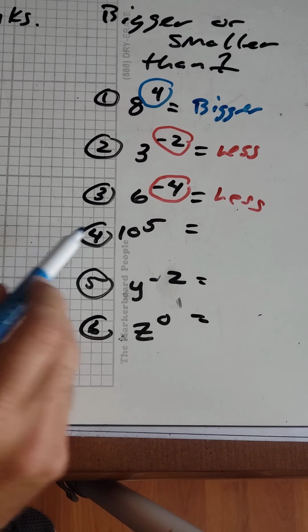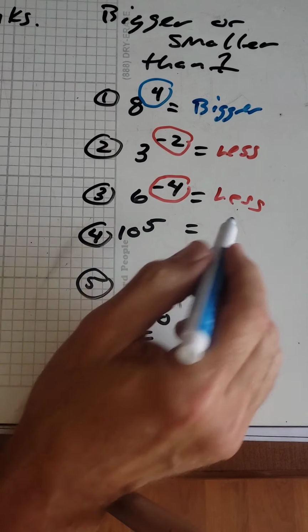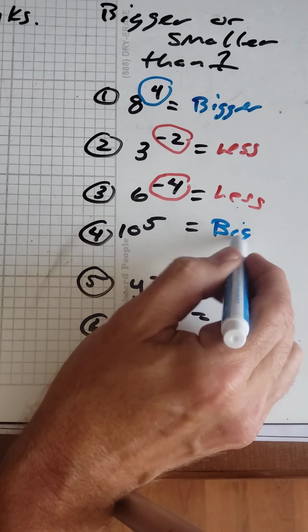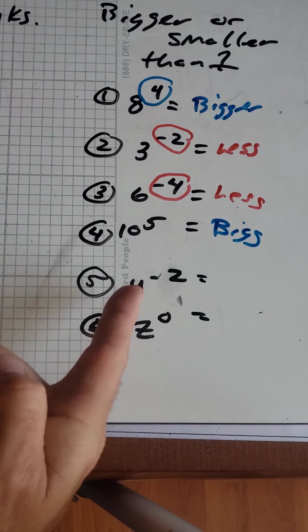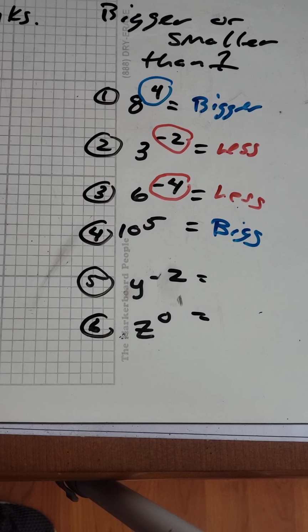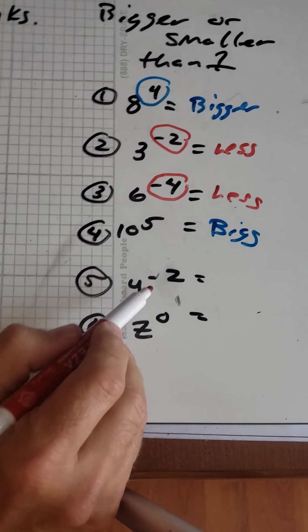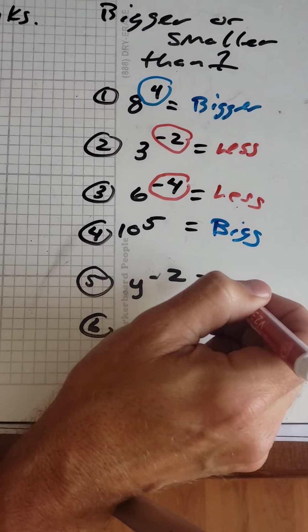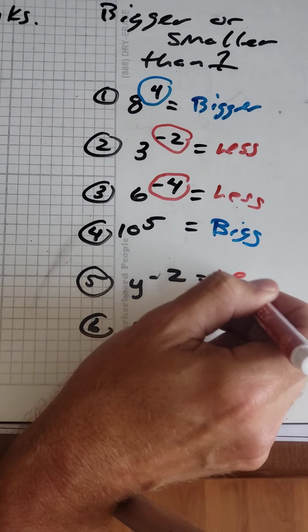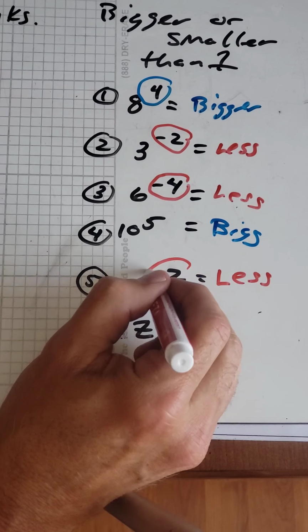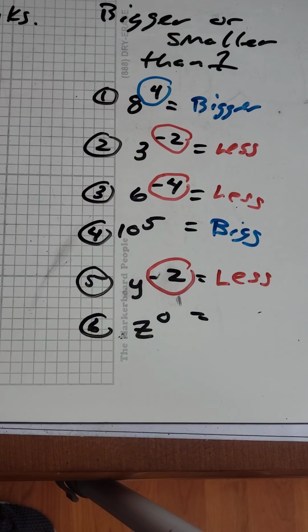This one here is going to be bigger than 1 because that's 10 to the 5th. So this is going to be bigger than 1. All right. This one is really tricky because we don't know what the number is. So the only thing I can be looking at is the exponent. And that exponent is going to be less than 1 because that's a negative number. Okay, so that's less than 1.